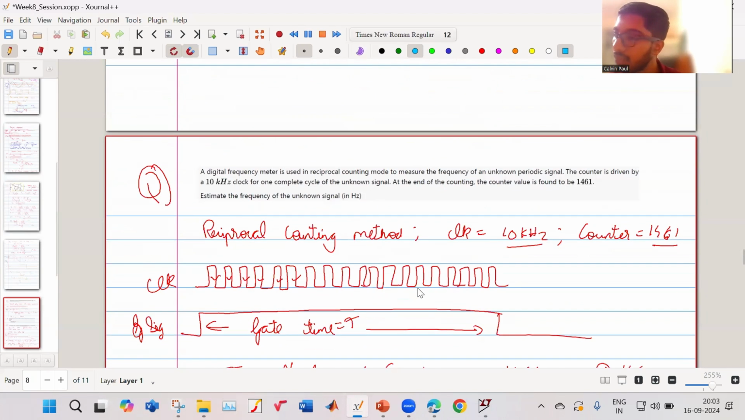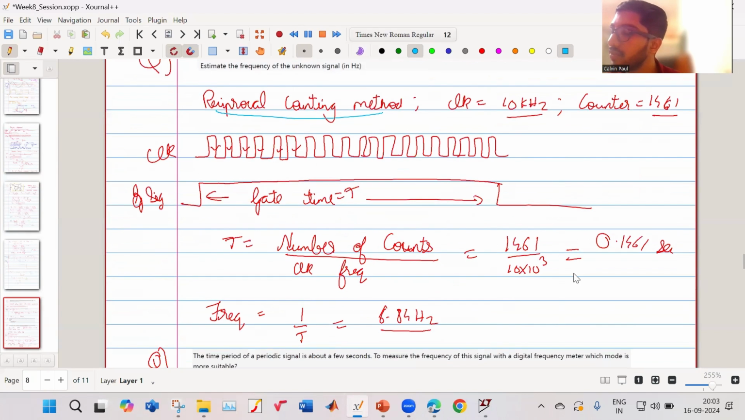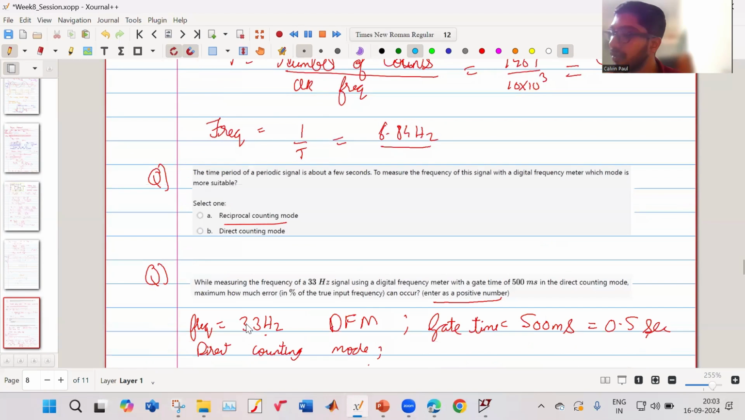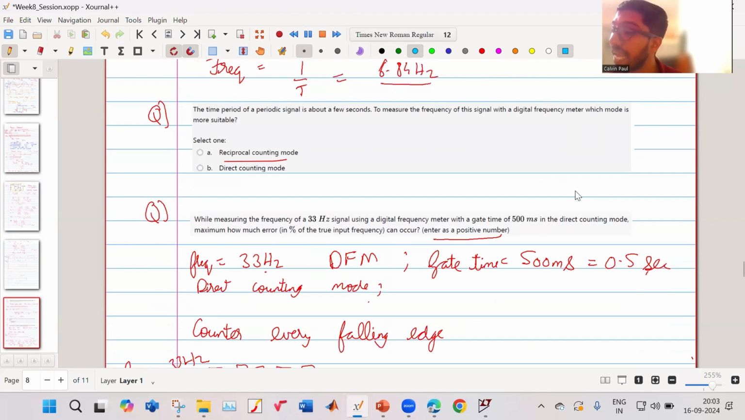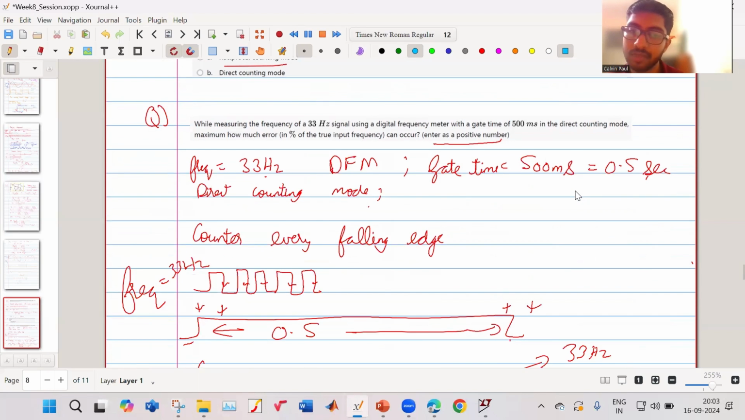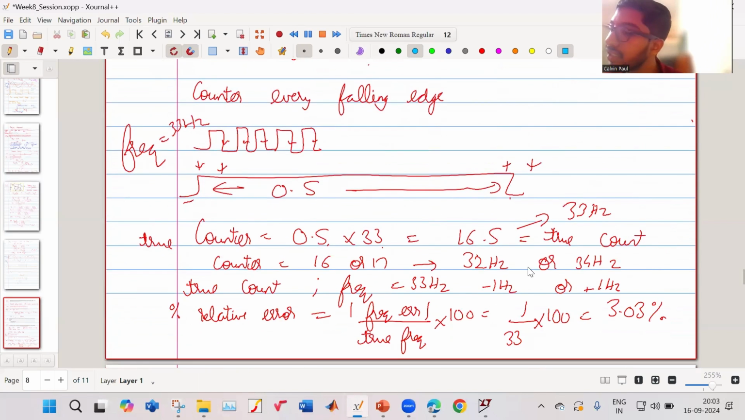Then we had a sum about digital frequency meter, with reciprocal counting. So then we could find the frequency of the signal using that method. Then there was one question on when we should use reciprocal counting mode. Then when there's direct counting, there is an error. True frequency is 33 hertz, but I cannot actually measure it. It can either show 32 hertz or 34 hertz. So the frequency error is 1, and then I get my percentage relative error.